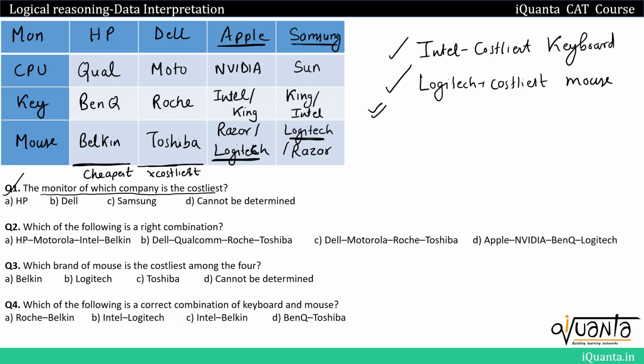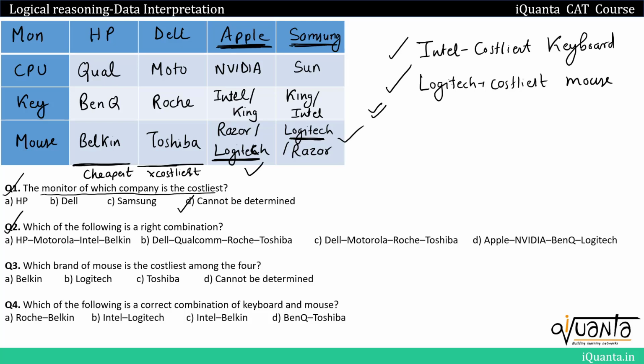So the correct answer to the first question would be cannot be determined, because it could be of either Apple or Samsung. So I hope this is clear to you. Logitech was the costliest mouse, so it will always come with the costliest monitors. We have Logitech over here and over here also, so it could be with Apple or Samsung.